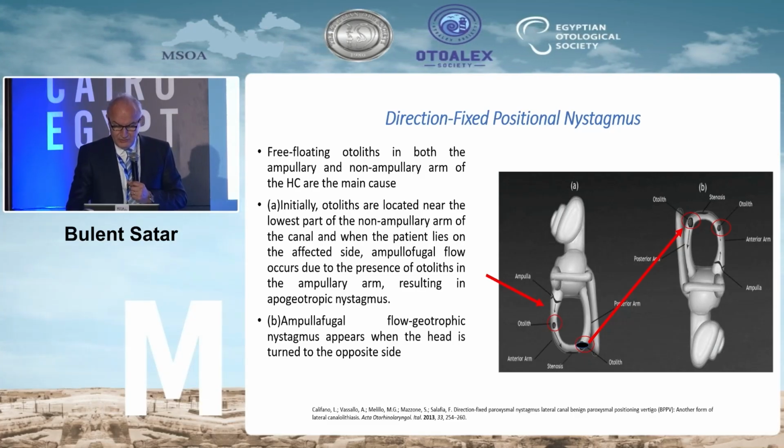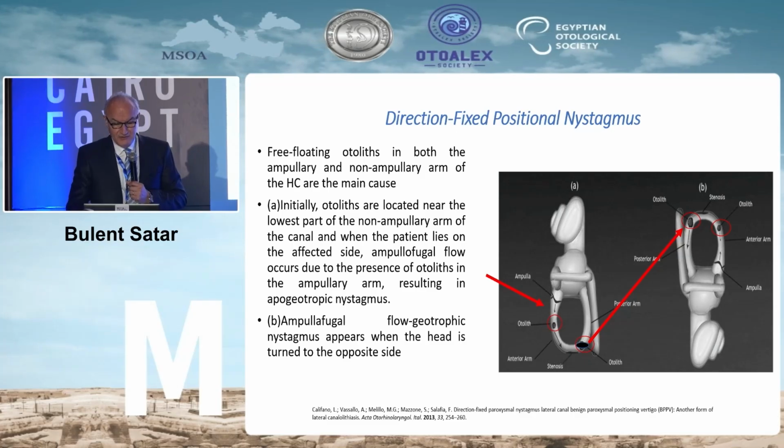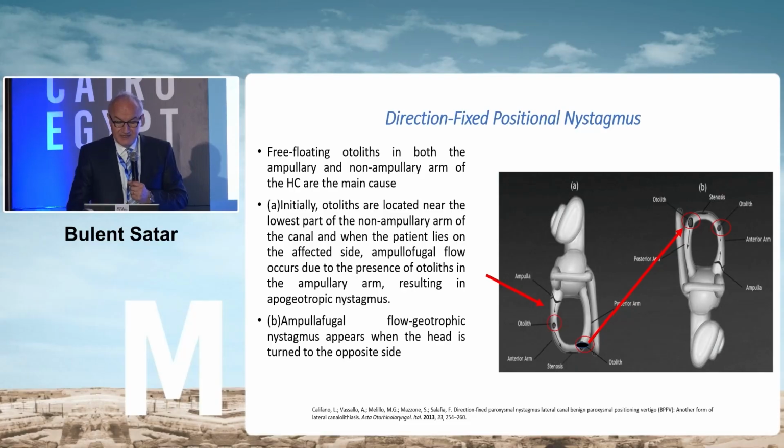As seen on the right side of the picture, with ampullofugal flow, geotropic nystagmus appears when the head is rotated to the opposite side.